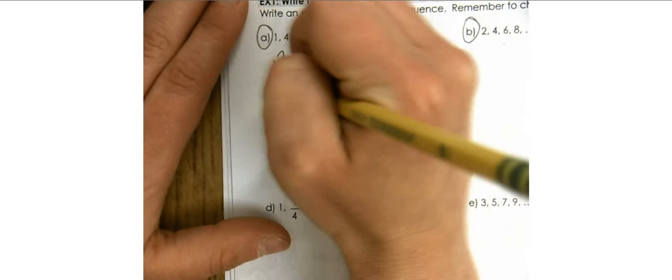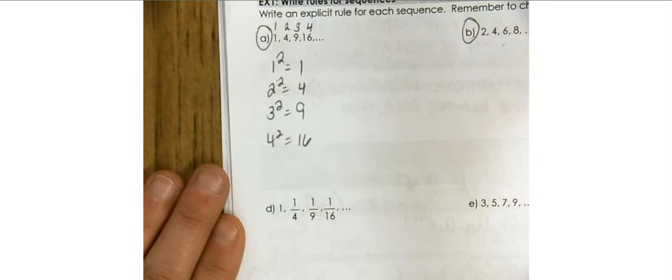We know that 1 squared is equal to 1, and 2 squared is equal to 4, and 3 squared is equal to 9, and 4 squared is equal to 16. So how can we incorporate the 1, 2, 3, and 4? Well, 1 is in the first position, 4 is in the second position, 9 is in the third position, and 16 is in the fourth position.